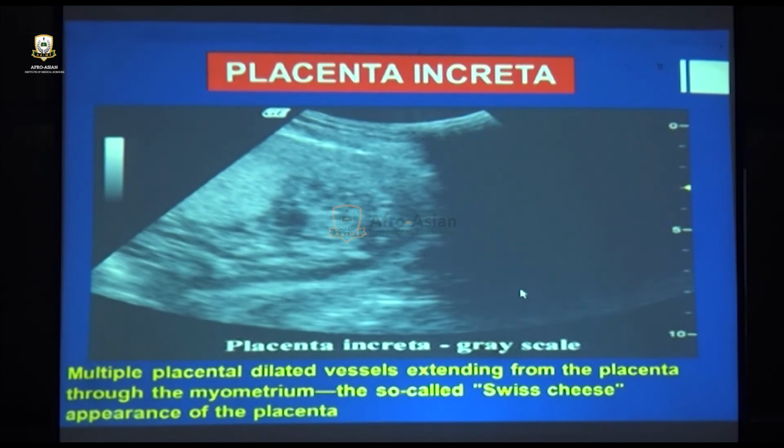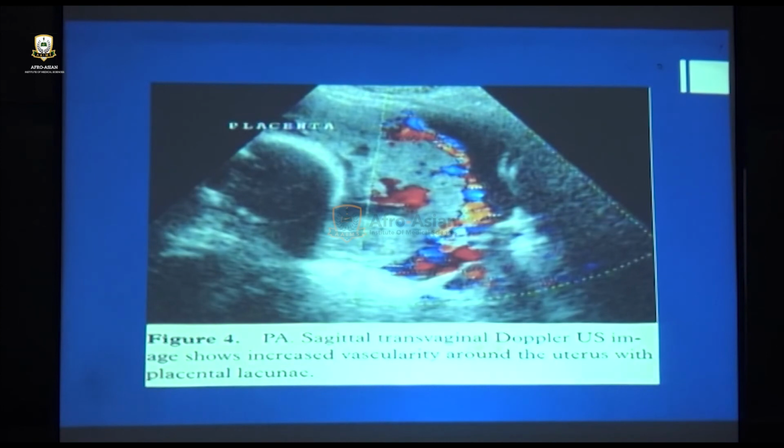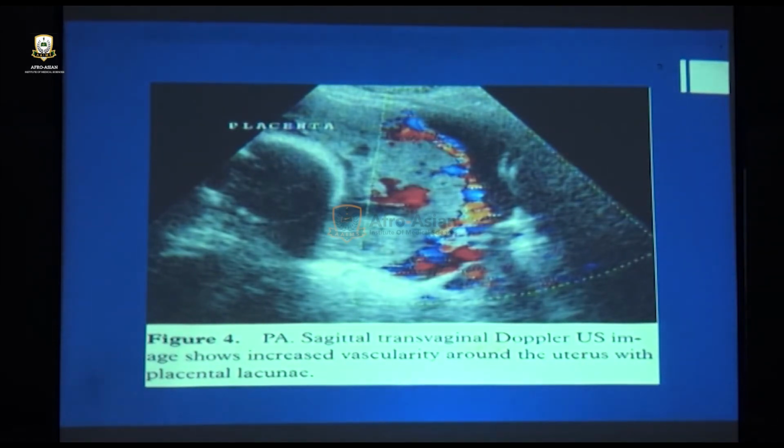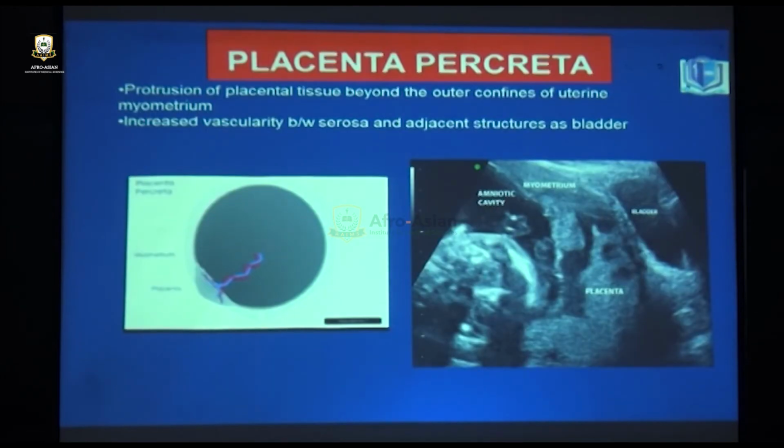And the next, more severe form, is increta. We can see in this image multiple dilated placental vessels extending from the placenta through the myometrium. So we'll call this the Swiss cheese appearance. Turn on Doppler. There's flow again. Flow in the placenta, flow in the wall of the urinary bladder. And the third form is placenta percreta. It's very difficult to diagnose. There is protrusion of placental tissue beyond the outer confines of the uterine myometrium. We'll see the increased vascularity.